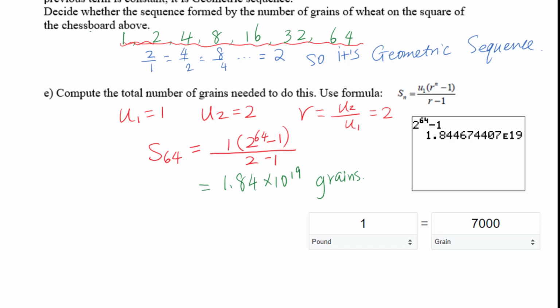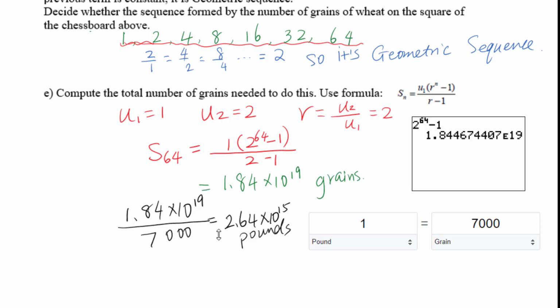If we want to calculate how many pounds of grains the commoner will receive, we will use 1.84 times 10 to the 19th power divided by 7,000 equals. It will be 2.64 times 10 to the 15th power pounds of grains. You can imagine how rich the commoner will be.